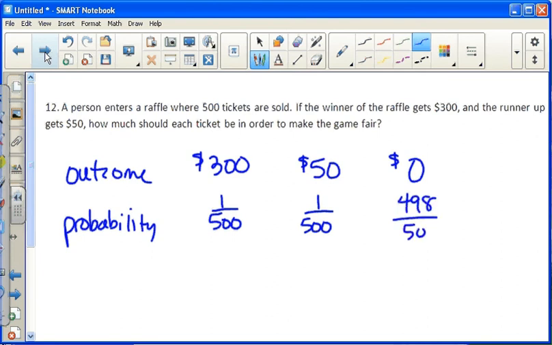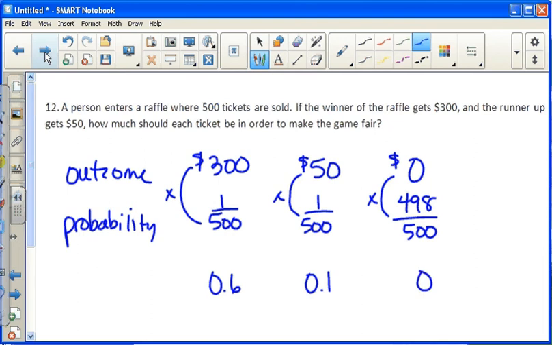So now we multiply 300 times 1 over 500, we get 0.6. 50 times 1 over 500, we get 0.1. And then 0 times 498, we're multiplying all of these, and we get 0. So to find the expected value of this game, we add these together. It gives us 0.7, or you can say 70 cents. So to make the game fair, someone would need to pay 70 cents for this game.